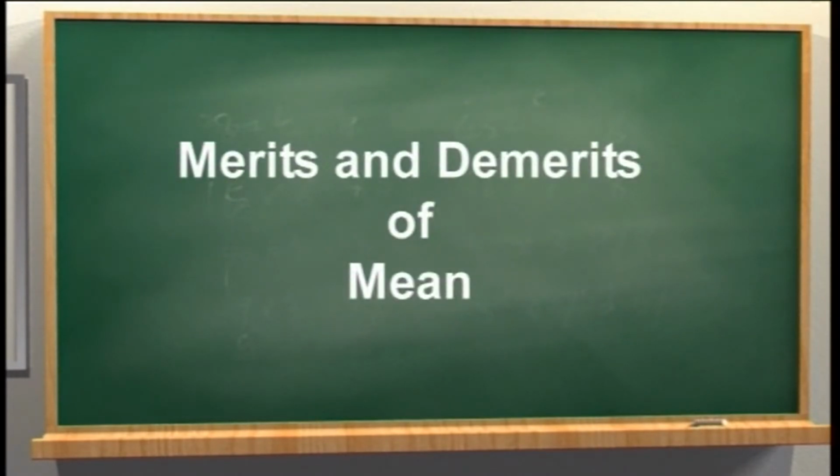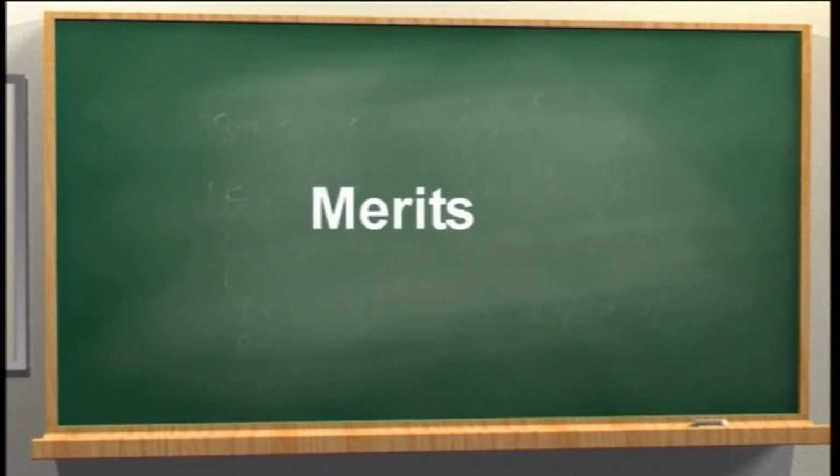Now, let us discuss the merits and demerits of the mean. Merits: it is rigidly defined, easy to understand and easy to calculate. It is based upon all the observations. Of all the averages, the arithmetic mean is affected least by fluctuations of sampling. This property is sometimes described by saying that the arithmetic mean is a stable average.